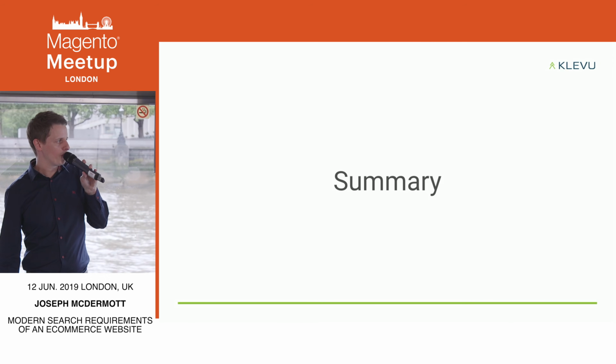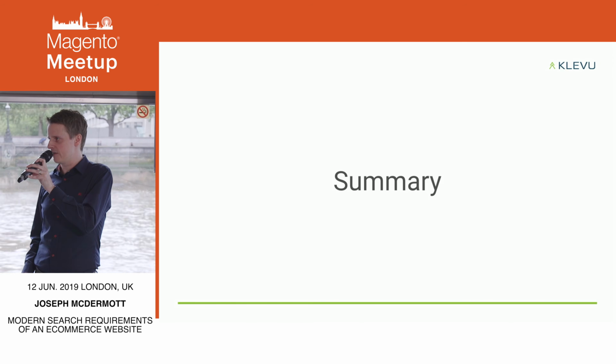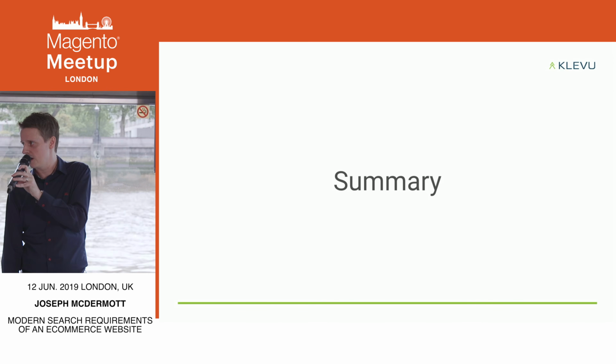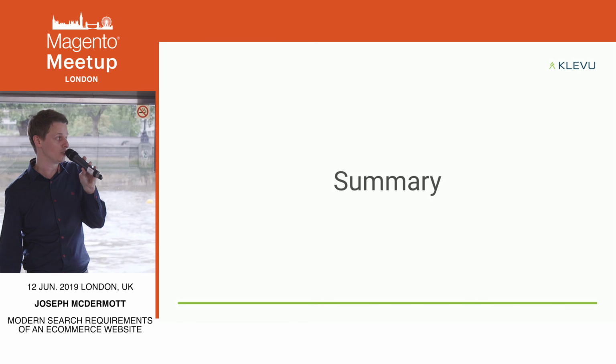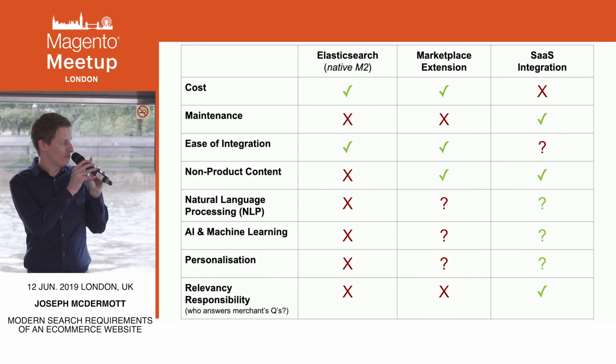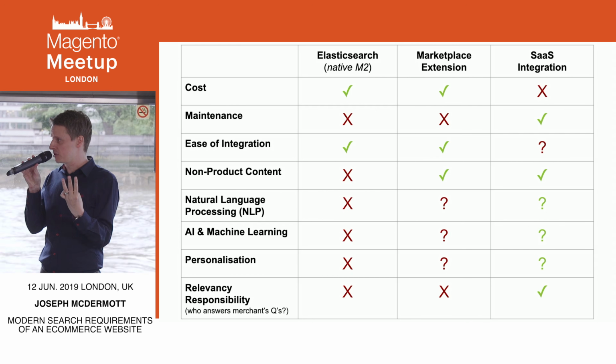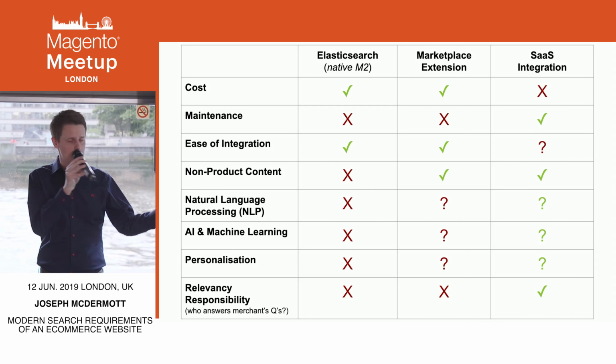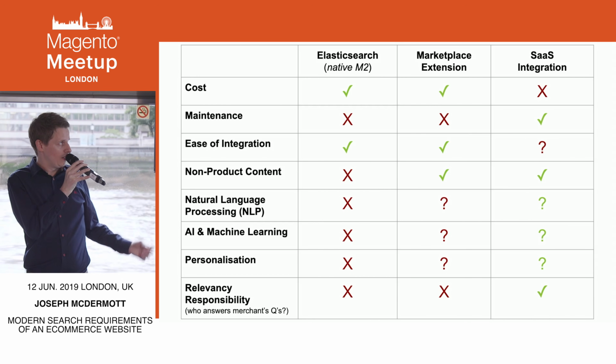Now, I've only really scratched the surface there in terms of modern features of search, but I want to bring this now back to the Magento aspect and what you can do with this information. So, back to the three options that you have. You have Elasticsearch out of the box, you have marketplace extensions, and you have SaaS integrations.